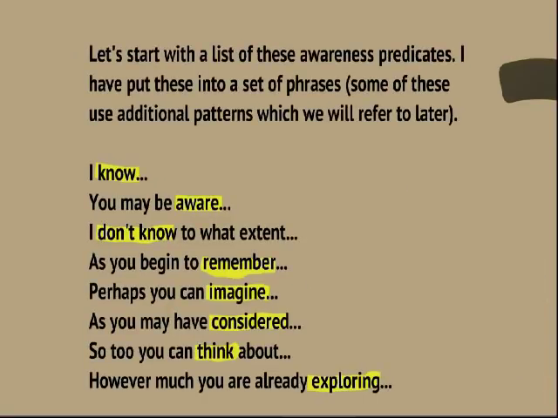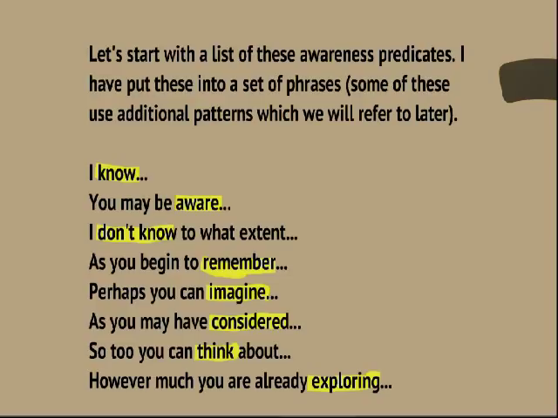Awareness predicates. Let's start with a list of awareness predicates, and I've put these into a set of phrases. Some of these, by the way, use some of the additional patterns that we'll be referring to later. So an awareness predicate is a word which basically indicates that you have some knowledge, some consciousness, some awareness, some memory, some fantasy about a particular topic or issue or subject.